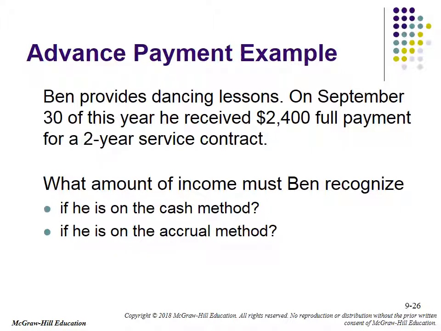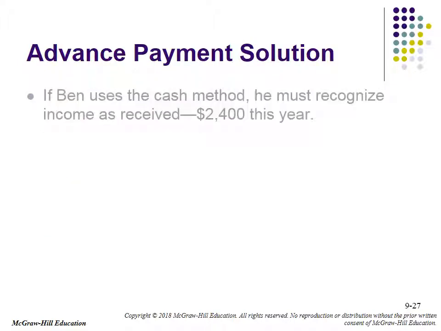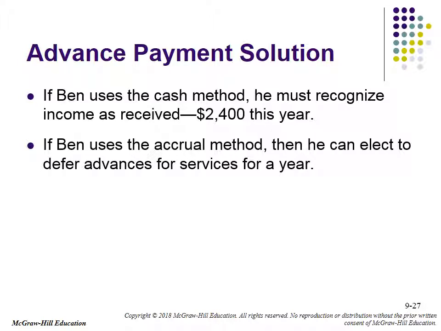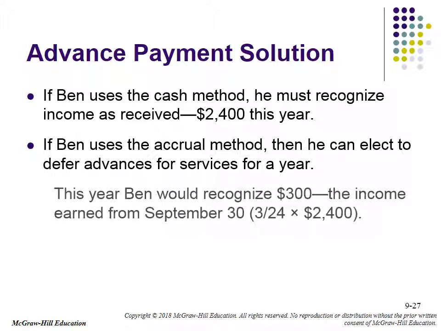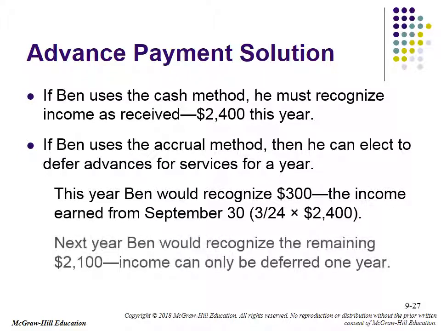Ben provides dancing lessons. On September 30th of this year, he receives $2,400 full payment for a 2-year service contract. What amount of income must Ben recognize? If Ben uses the cash method, he recognizes all of it. If he uses the accrual, he can elect to defer advances for services for a year. This year, Ben would recognize $300, the income earned for the last 3 months of the year. But next year, he'll recognize the remaining $2,100. He can't let that gap over into even the following tax year. And that's what they mean by that rule.